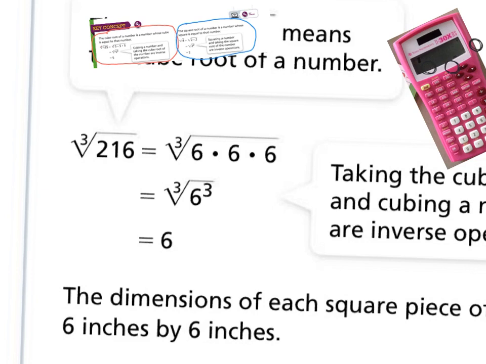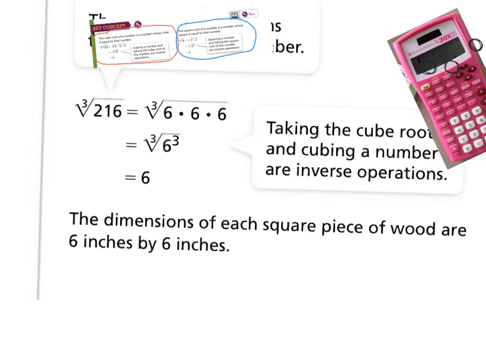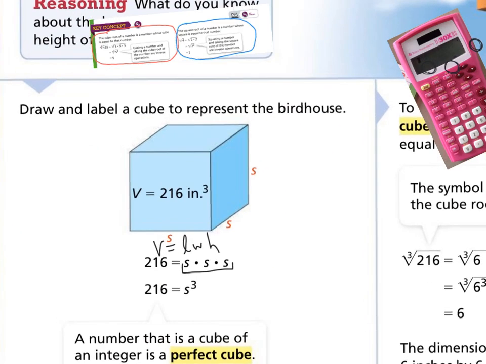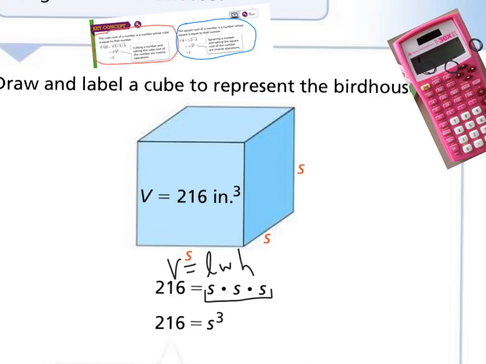Okay? Now some of this stuff, especially bigger numbers, we might just use calculators for that to figure out what those cube roots are and things. We could do it by hand, but just to make it a little quicker for you. So what that means is the dimensions of each square piece of wood are 6 inches by 6 inches. So altogether we've got a 6 by 6 by 6 birdhouse, but each individual face, each individual side of the birdhouse would be 6 inches by 6 inches.